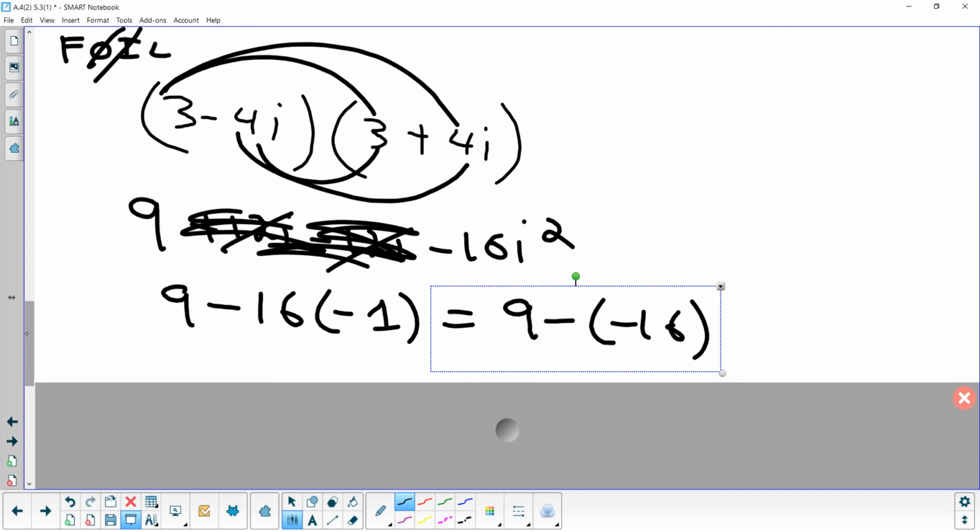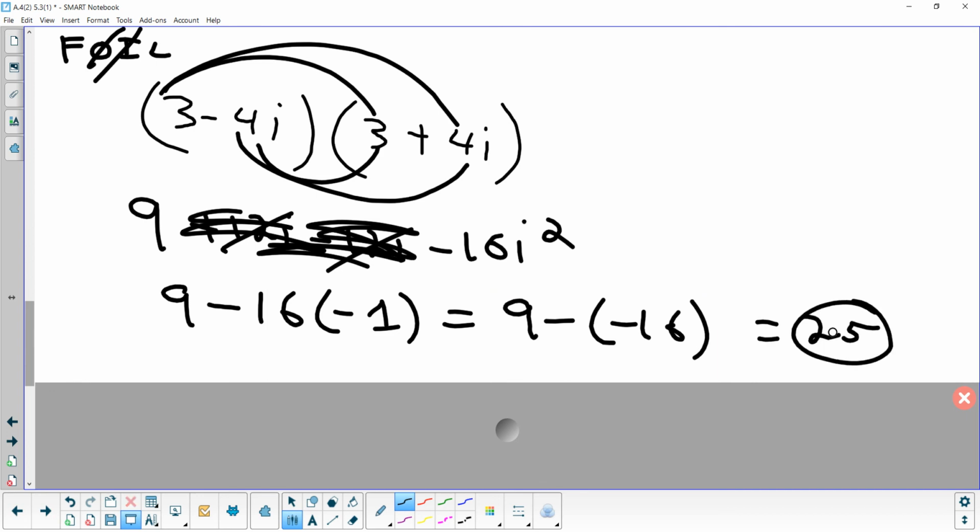How did you get that? Where do you see 10i squared? Oh, thank you. Yeah, that's a minus 16. That came from the negative 4 times the positive 4.